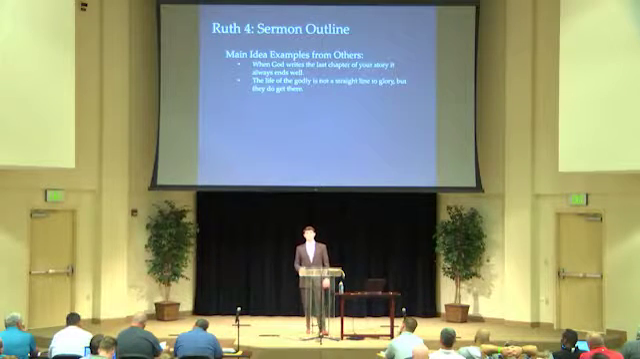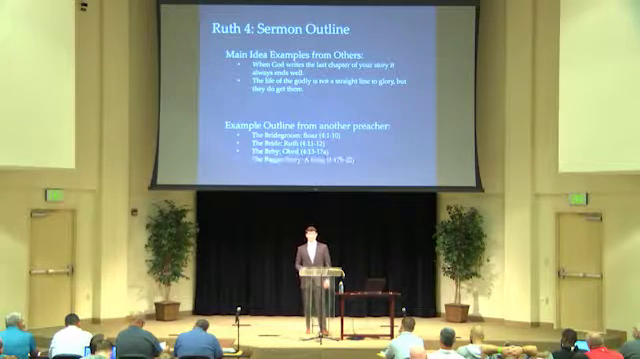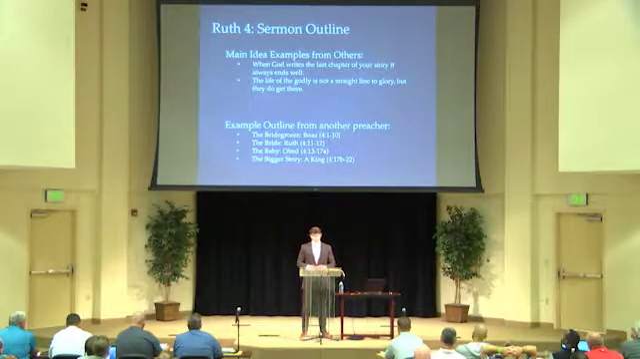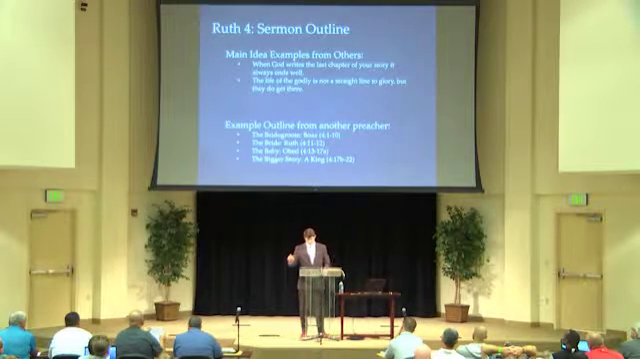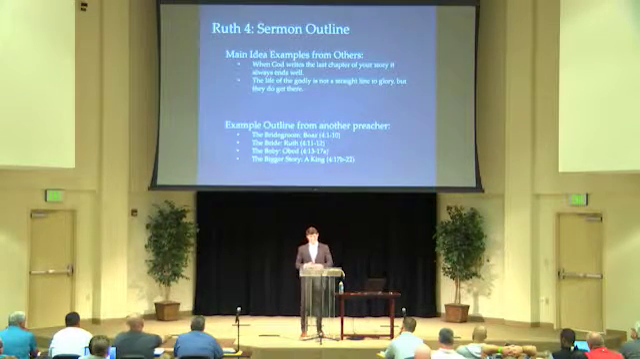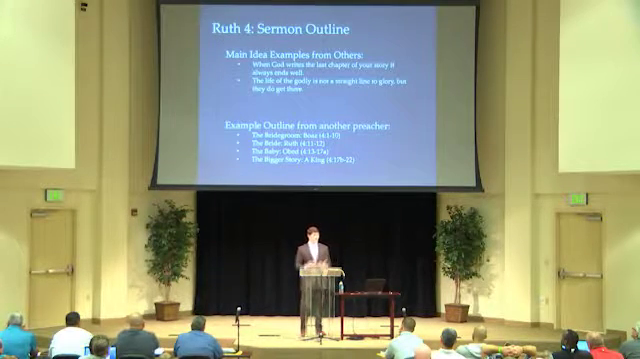Now let me give you this. This is an example outline from another preacher here. Look at this right here. This is fine alliteration right here, by the way. The bridegroom, which is Boaz. Notice he's got verses 1 through 10 by this. The bride, Ruth, verses 11 and 12. The baby, Obed, verses 13 through 17a. And then the bigger story, a king. And that sounds actually phenomenal.